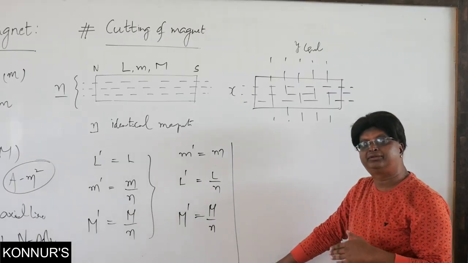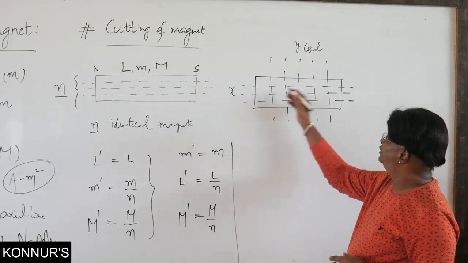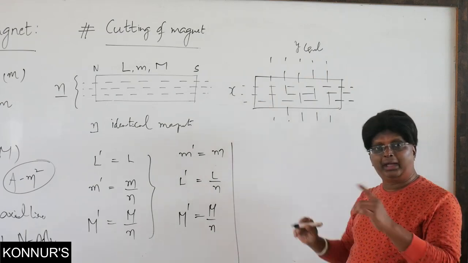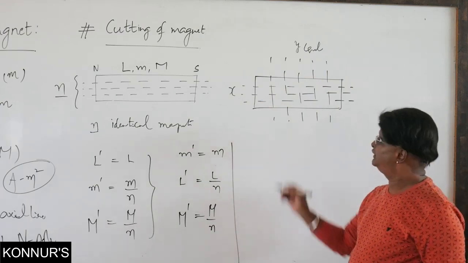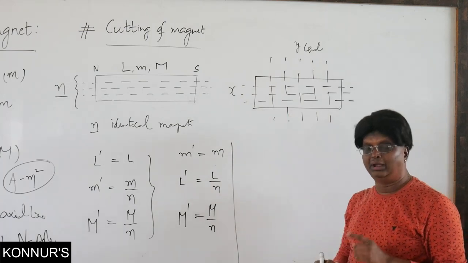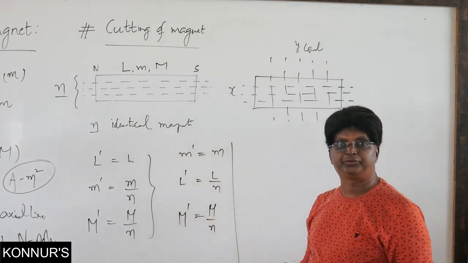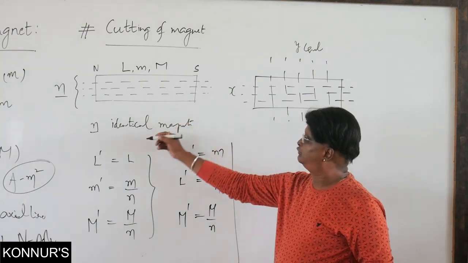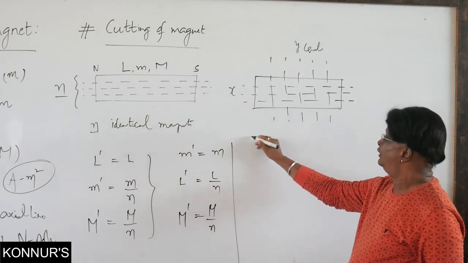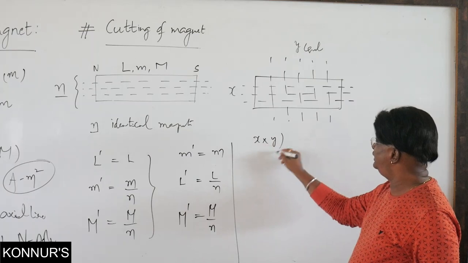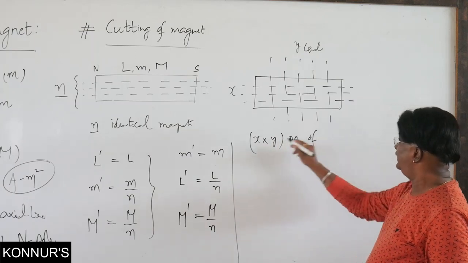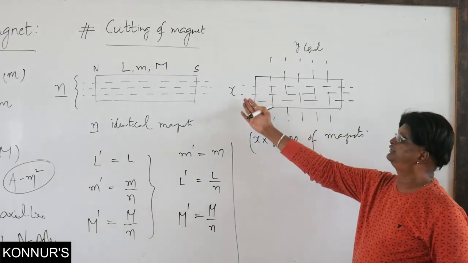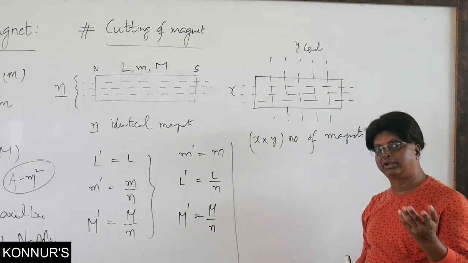Now, if we take both cases, cutting parallel to the axial line and perpendicular to the axial line: x parts parallel to the axial line does not give any change of magnetic length, and perpendicular to the axial line does not give any change with respect to pole strength. Therefore, earlier we said N equal parts, then we get N identical magnets. Here we now get x into y number of magnets. Suppose this is 2 parts and this is 4 parts, 2 into 4, 8, like that.